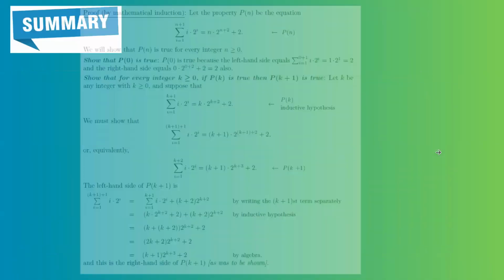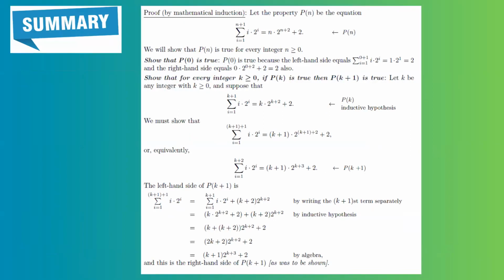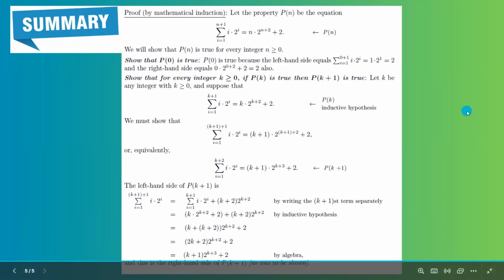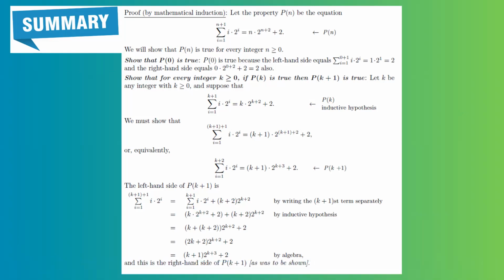So let's take a look at the summary. We have P(n). We start by showing that P(0) is true, and then we plug in k and assume that this statement is true. We show that it's true for k plus 1, which means that we show that the left-hand side is equal to the right-hand side. So by the method of mathematical induction, we show that this statement is true for all n greater than or equal to 0.